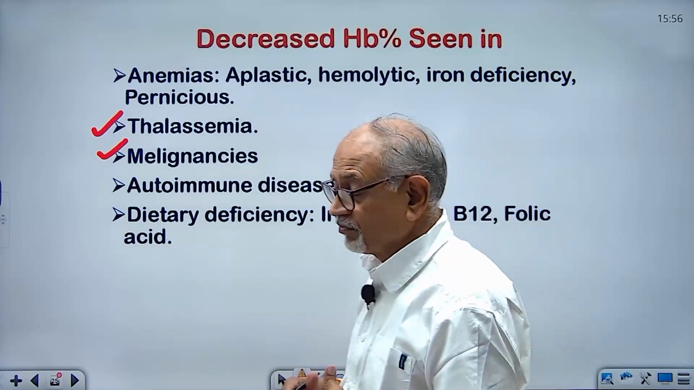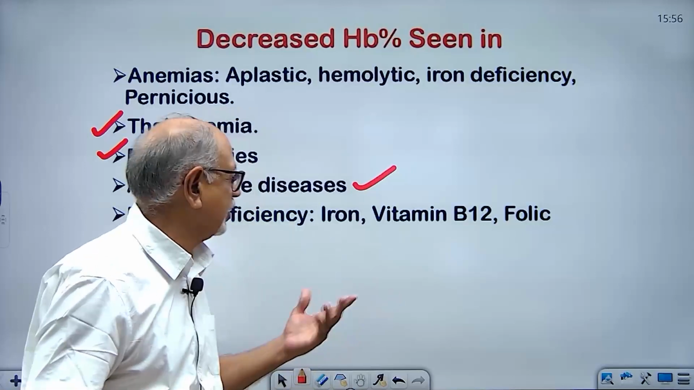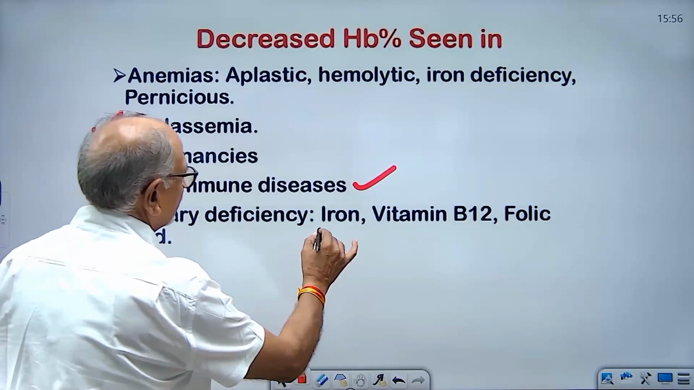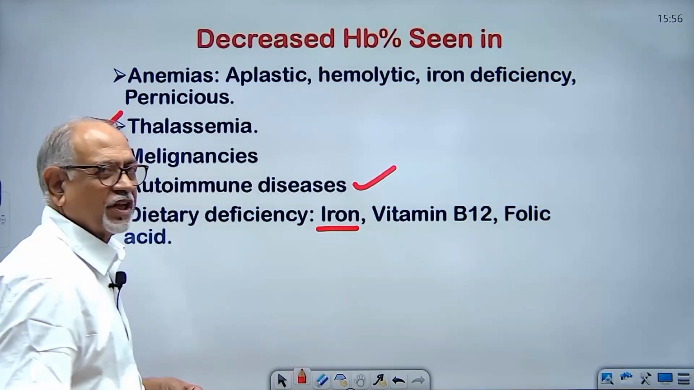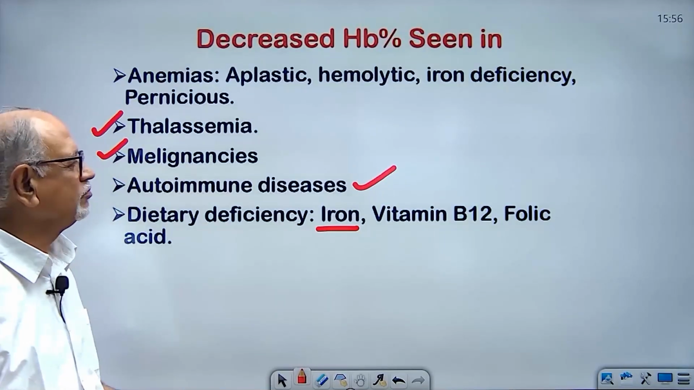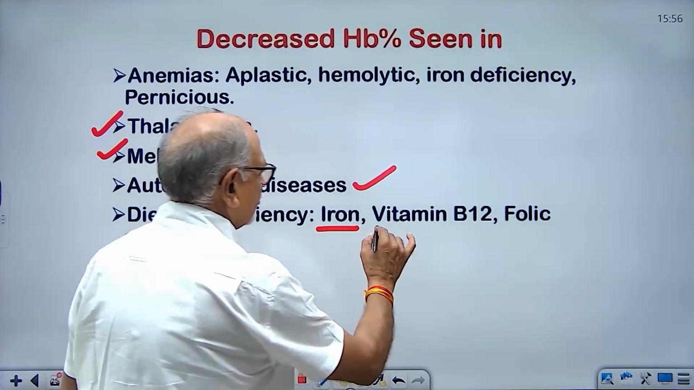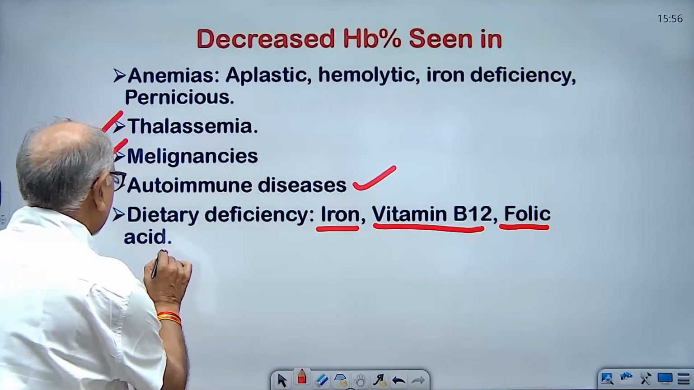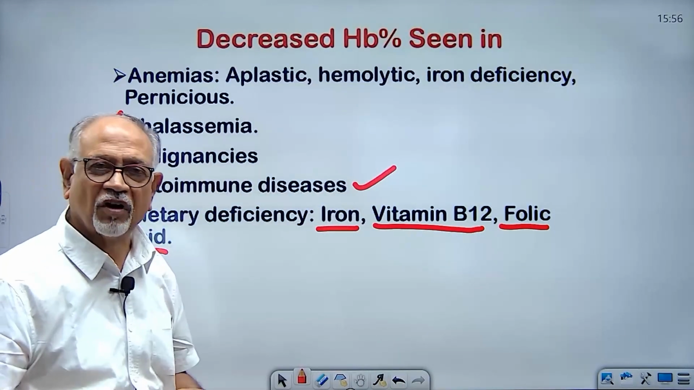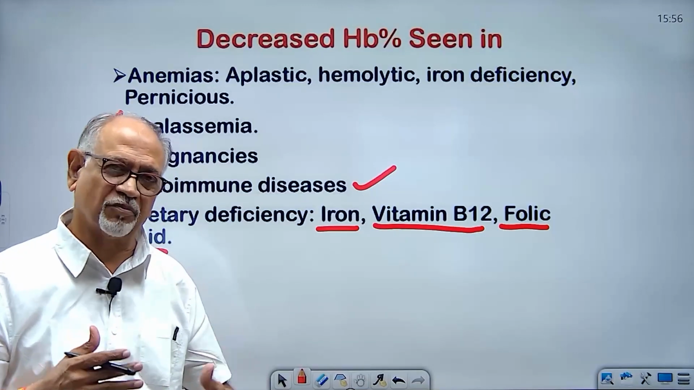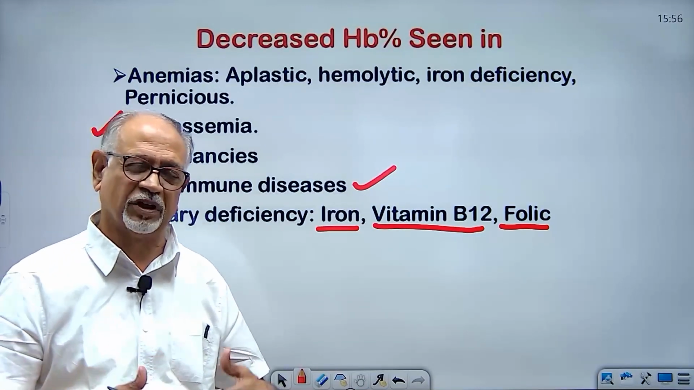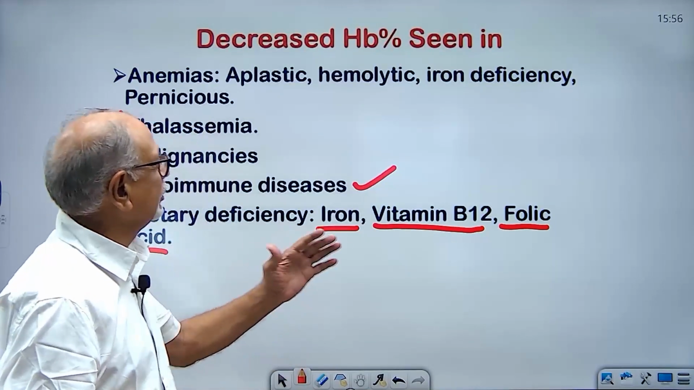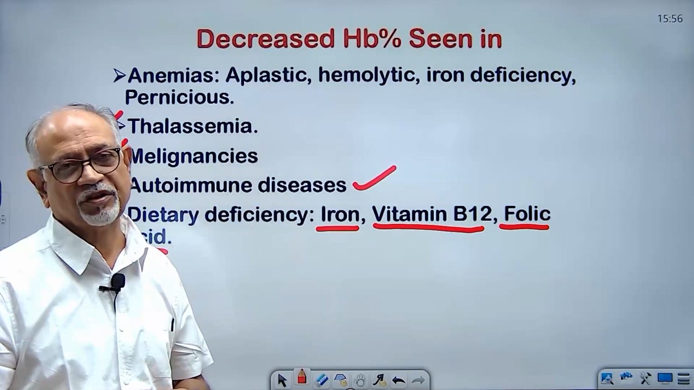In case of dietary deficiency, especially deficiency of iron, which is necessary for the synthesis of heme, and deficiency of vitamin B12 and folic acid, which are necessary for the formation and maturation of RBC and synthesis of hemoglobin in RBC, in all these cases hemoglobin percentage decreases.